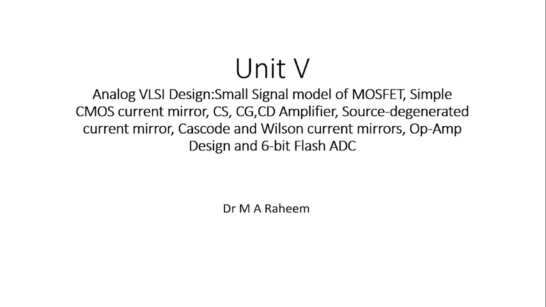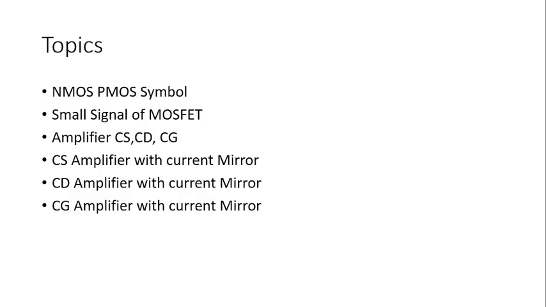Let's start with the basic things. The topics I'm going to cover are NMOS, PMOS symbol, small signal model of MOSFET, and amplifiers: common source, common drain, and common gate. The common drain amplifier is nothing but the source follower, also known as unity gain. All right. So we had the common source amplifier with current mirror, common drain amplifier with current mirror, and common gate amplifier with the current mirror.